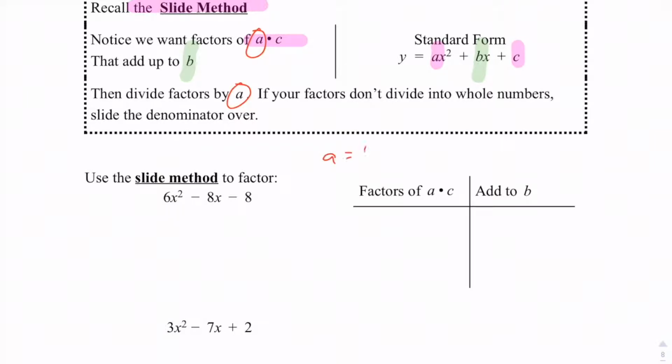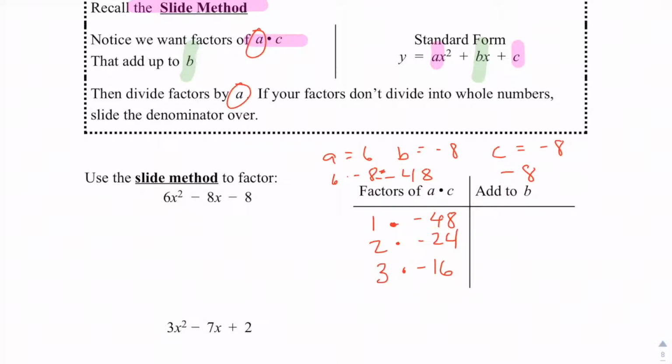My A is 6, my B is -8, and my C is -8. So my factors of A and C multiply to -48, because 6 times -8 equals -48. And then my B is just -8. So let's start with 1 and -48. We know that's not going to work. Let's do 2 and -24. We know that's not going to work. Let's do 3 and -16. We're getting closer. 4 and -12. Hey, 4 plus -12 gives us -8.